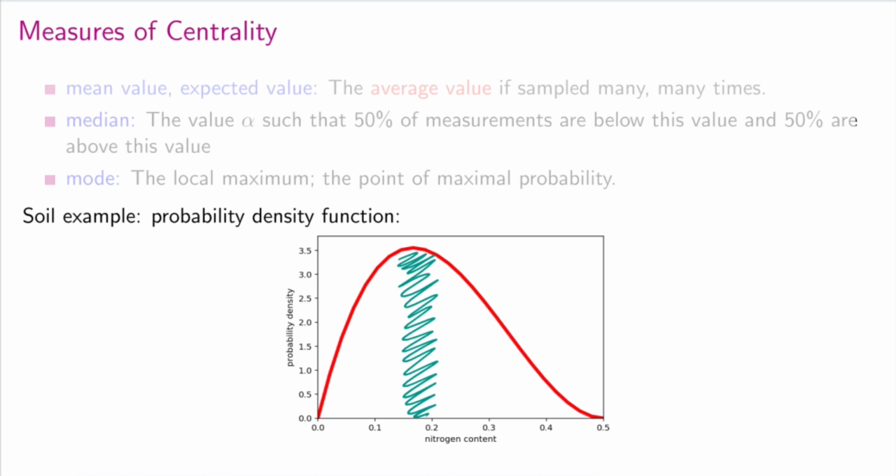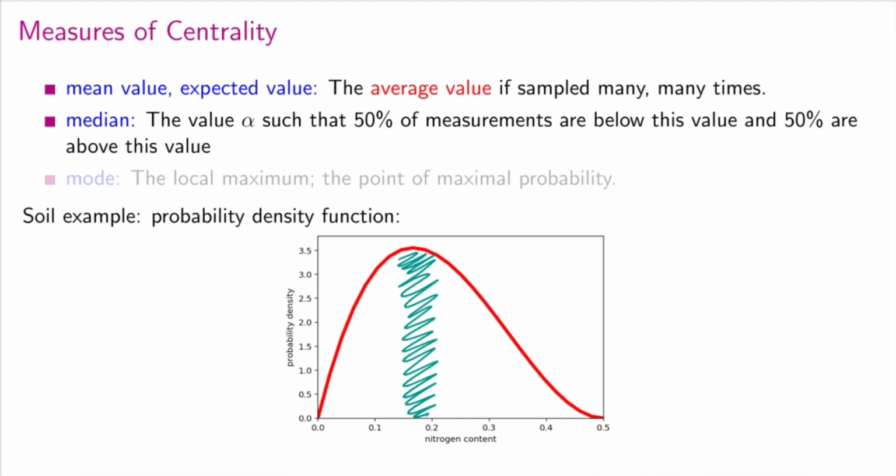Now, to make this mathematically precise, we have actually three ways to do this, and we need to learn all three of them because all three of them are used. There's the mean value or expected value, which is the average value of all the samples if you sample many times. Then we have the median value, we call it alpha. This is a value so that half the measurements are below and half the measurements are above. And then the mode will be the maximum of that function.